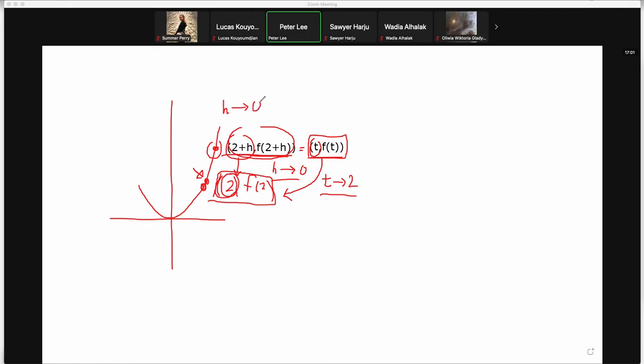But it's not that h is always approaching 0, nor is t approaching 2. T could approach 0 and h could approach 2. H could approach 5, h could approach 6. Doesn't matter how, so we have a lot of ways of saying it.